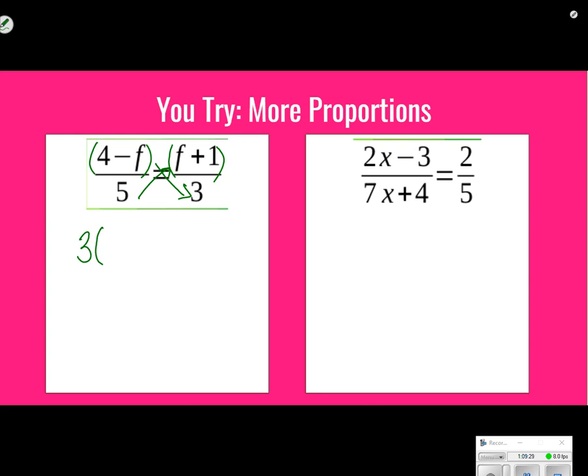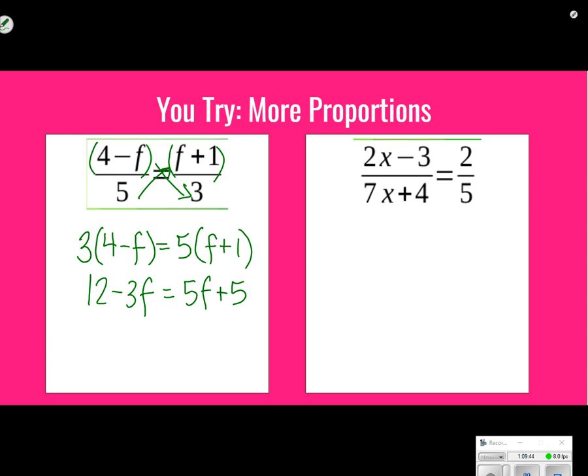All right, so 3 times 4 minus f equals 5 times f plus 1. Then we're going to distribute: 12 minus 3f equals 5f plus 5. And then we're going to move the 3f. Now, I'm going to go ahead and do this, and some of you have already been doing it, but we're working on getting better at our equations, so I'm going to throw an extra piece in there. So we've already moved the negative 3f over.